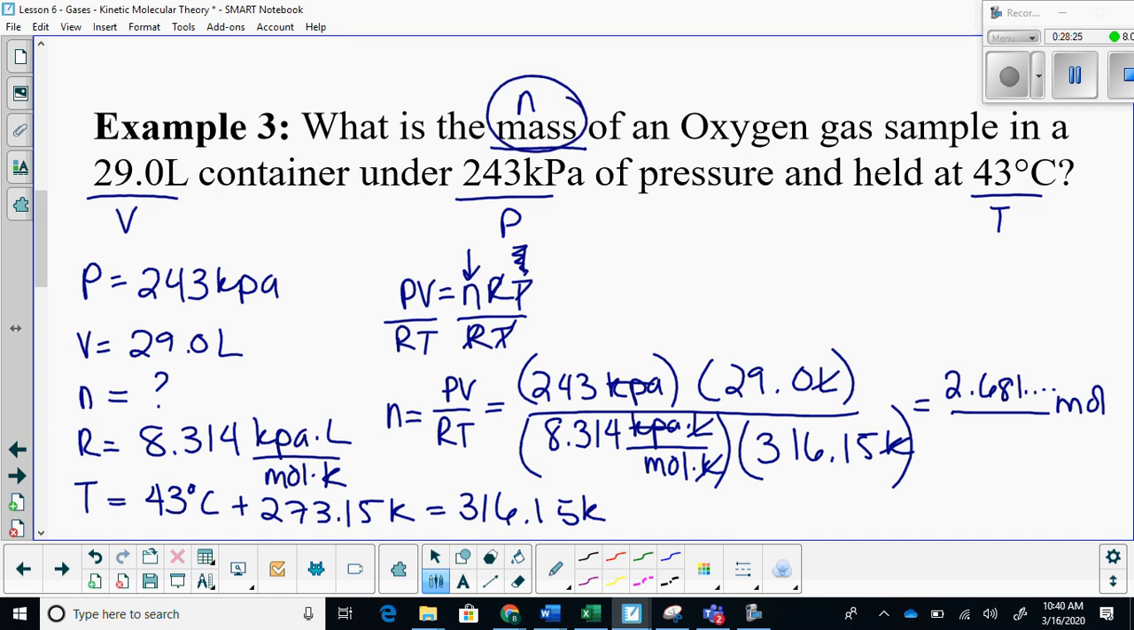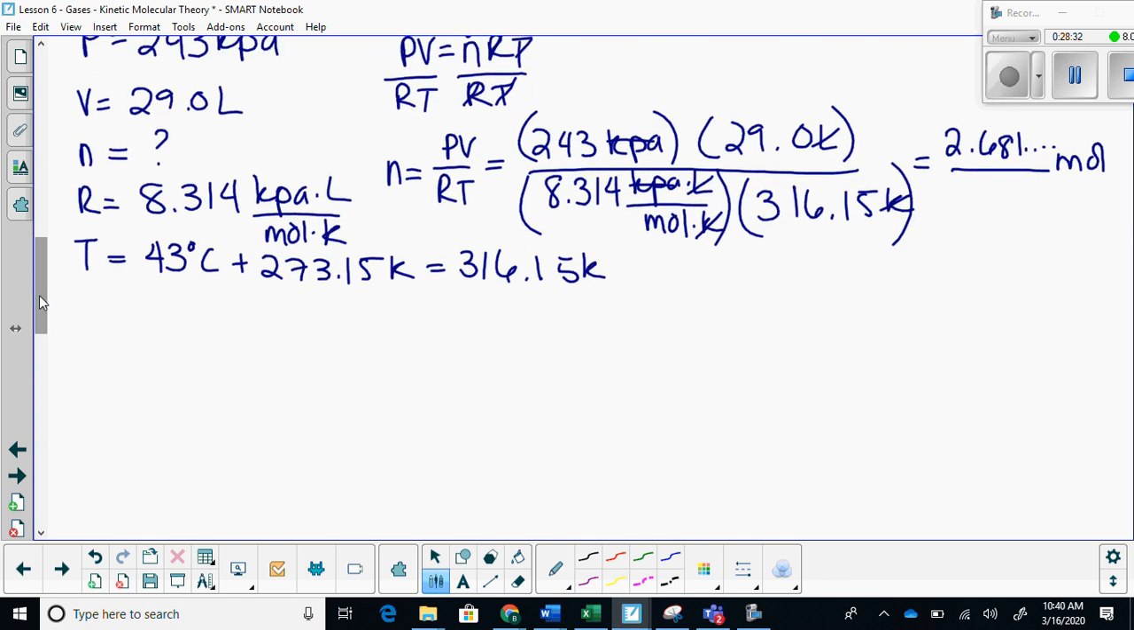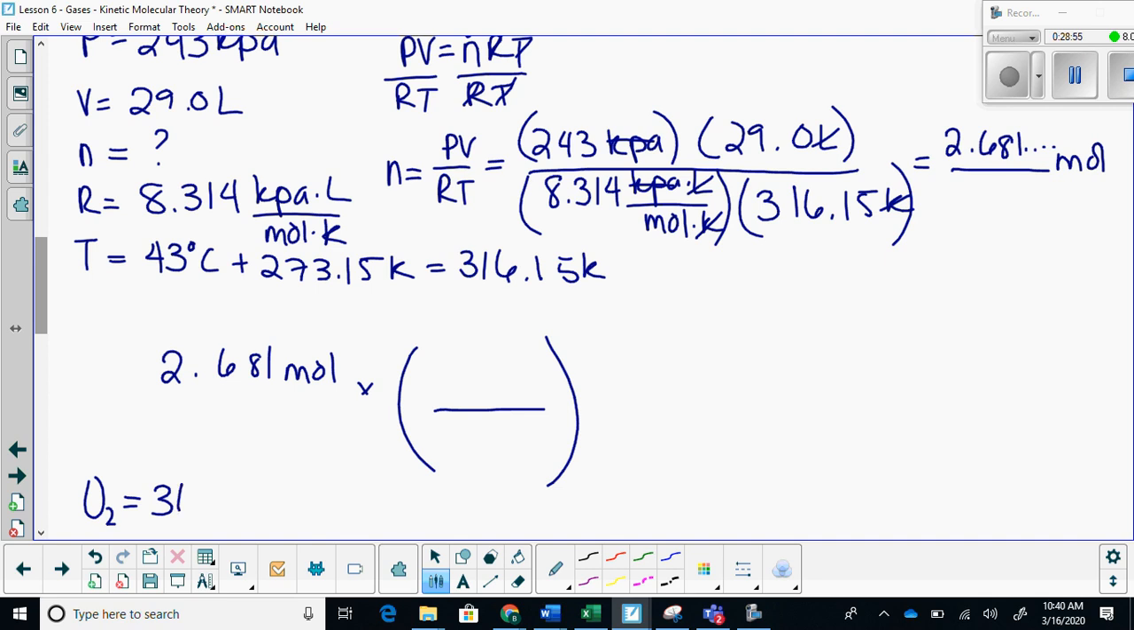Our goal is to find mass. Like I said, you need to read what the problem is actually asking you to do. So we're going to take our 2.681 mole. I'm just writing that many significant digits, but you should be grabbing the full answer. And we're going to turn this into grams. The way that we do that is find the molar mass. O2, oxygen gas, has a molar mass of 36 grams per mole. So we're going to use this to convert our moles into grams. 36 grams over mole. Mole cancels out, and we are left with 97 grams of oxygen.